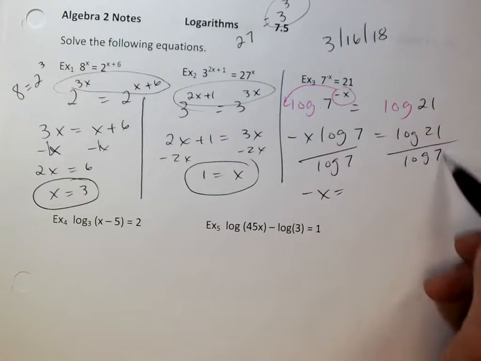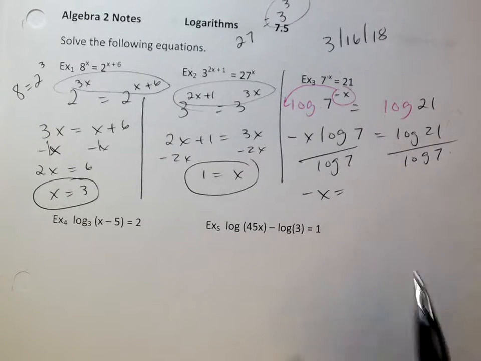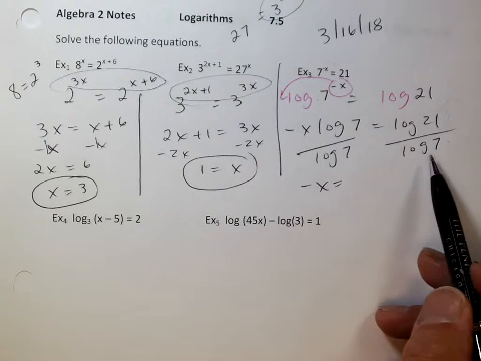Don't make that log 21, you guys. Do not make that log 3. Do not make that log 3. Don't divide those because it's an ugly decimal divided by another ugly decimal.